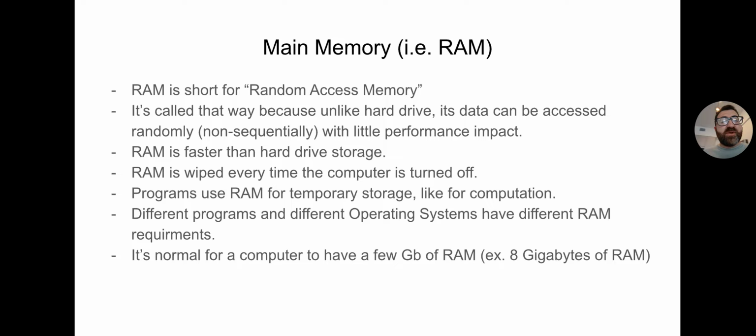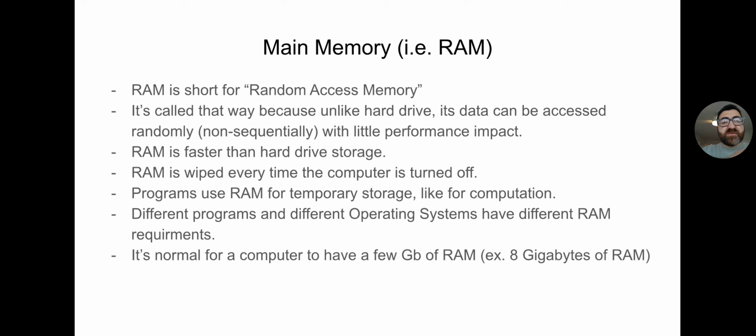So RAM is faster than hard drive storage, but whenever you turn off the computer, it gets wiped, whereas a hard drive doesn't get wiped when you turn off the computer. So that's the second point. That's the fourth point: RAM is wiped every time the computer is turned off. Programs use RAM for temporary storage, like for computation.